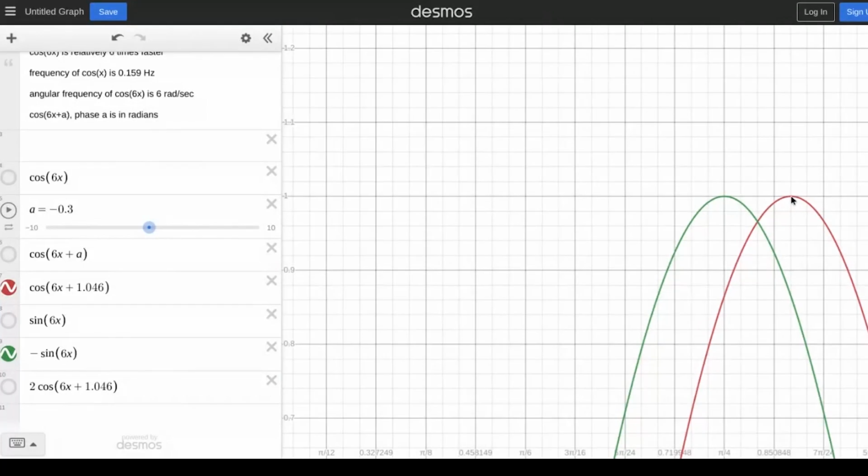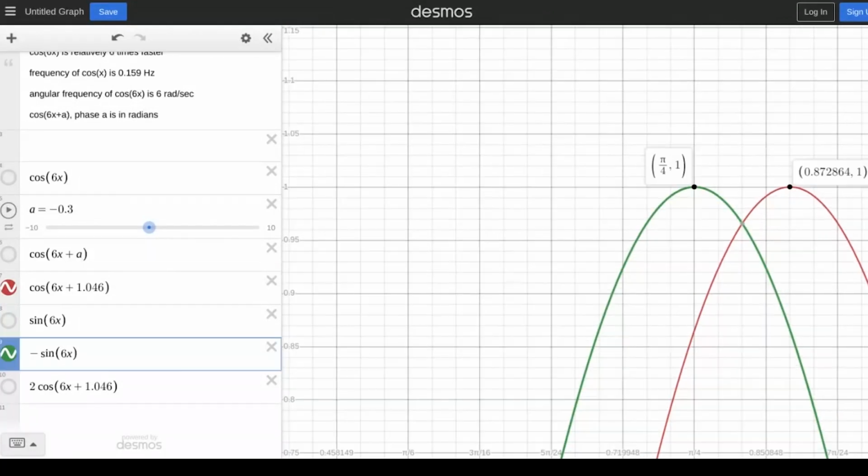Again, let me leave the number. The peak here happens at 0.872. This peak here happens at pi by 4. A difference between the delta t here. Why is there a confusion, or why is there a surprising amount of delay? Some of you are asking, sir, in a GATE exam, how do you plot in Desmos and all that? How do you find the peak? Hold on to that. I will show you how to find this in a GATE exam.